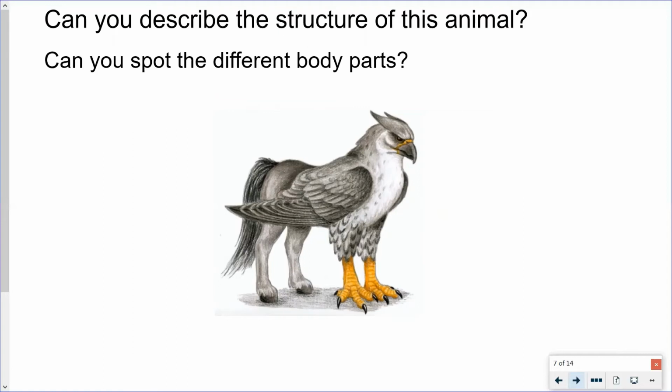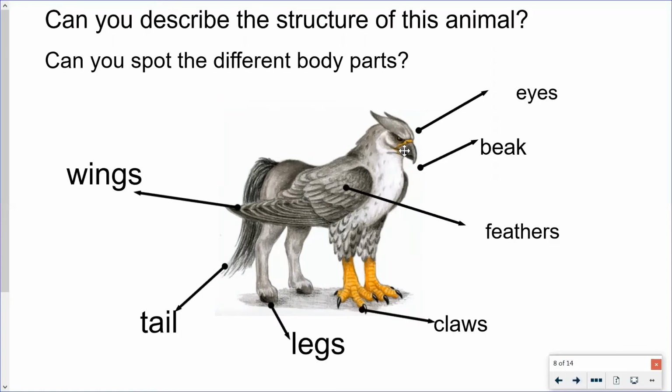Were you able to do that? Fantastic. Let's have a look together. A hippogriff has eyes, it has a beak, has feathers, it has claws, it has legs, a long tail, and very big wings. Fantastic. Well done. Were you able to find out any of these body parts? Brilliant. Give yourself a pat on the back. Now, let's try to classify this animal.